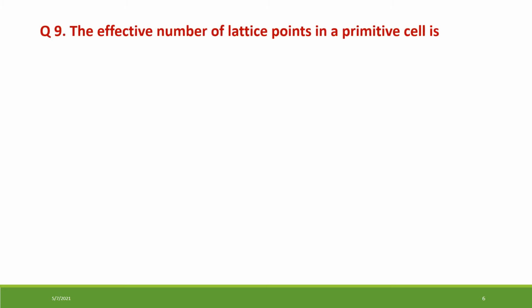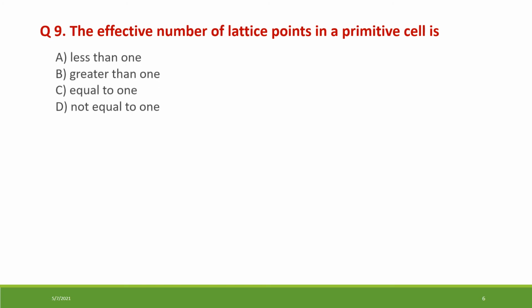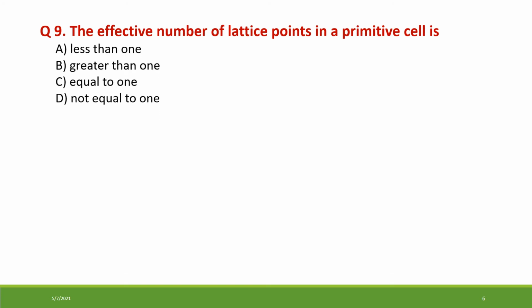The next question is, the effective number of lattice points in a primitive cell is, and the options are: A, less than 1; B, greater than 1; C, equal to 1; and D, not equal to 1. So now we know when lattice points are arranged like this, then we can define the primitive cell, which is made up of translation vectors.